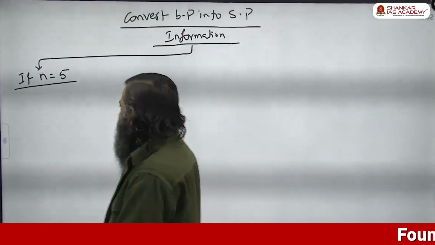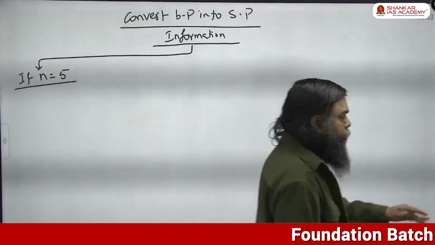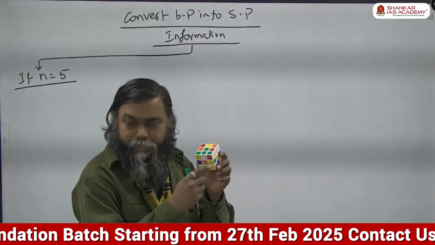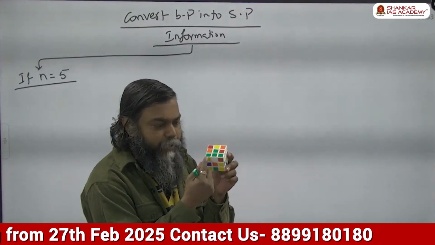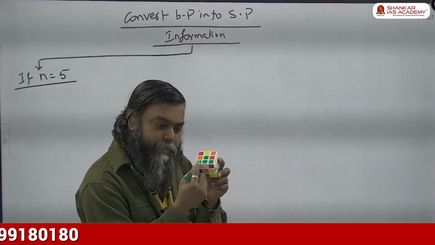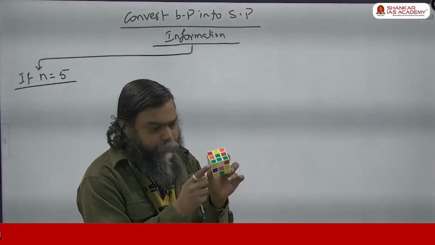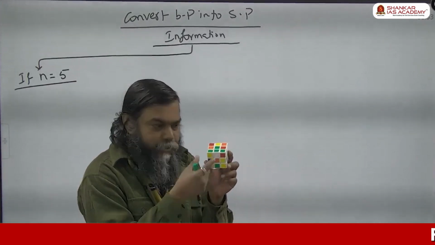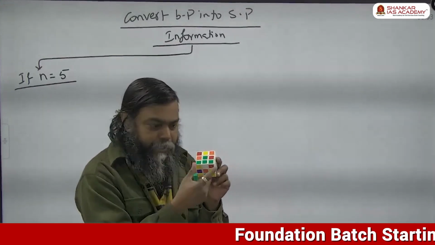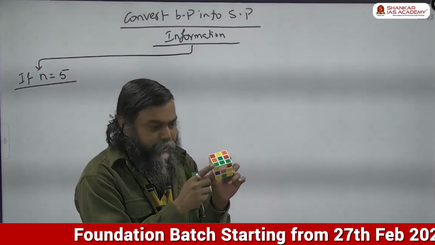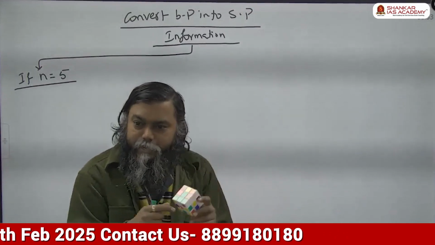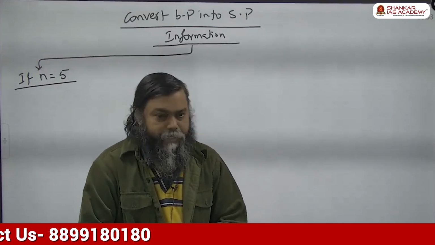Listen. So if n equal to 5, what is called n equal to 5? Listen carefully. Is it visible? This is the length. In length, how many pieces? 3 pieces. In length, I'm not talking about this side, I'm talking about this edge line. So how many pieces in length, breadth, height? Each side, how many pieces? 3. That means n equal to 3. Do you understand this?